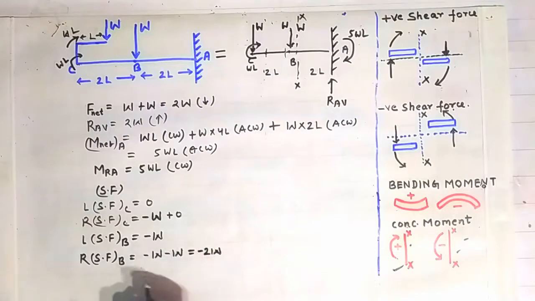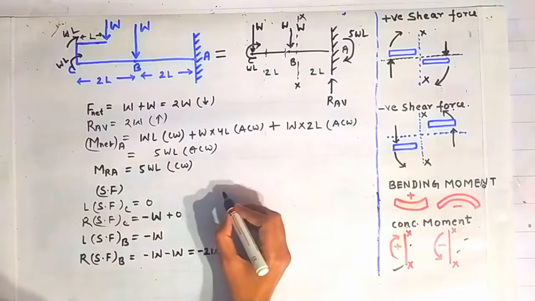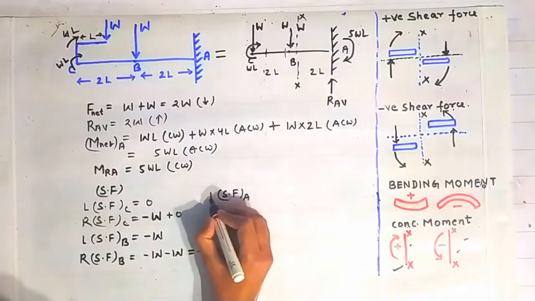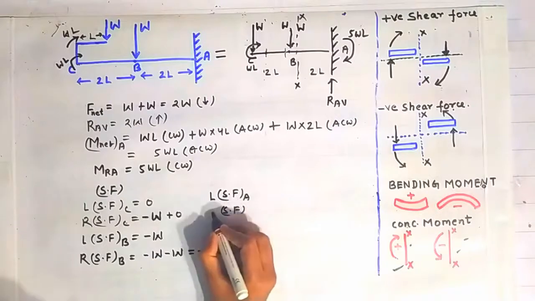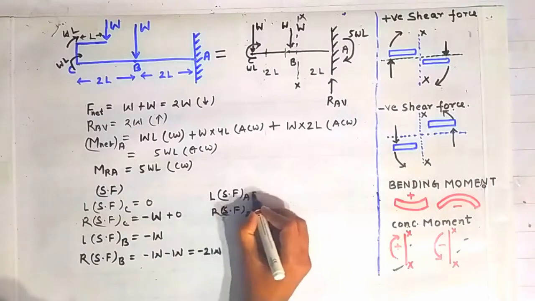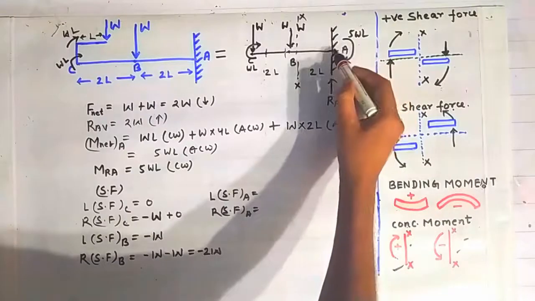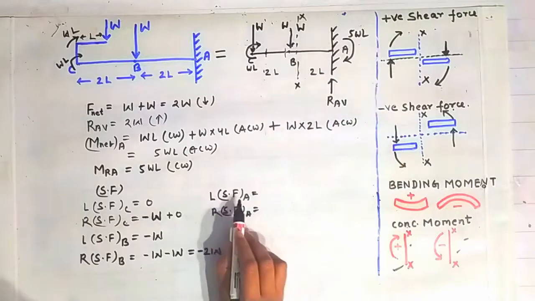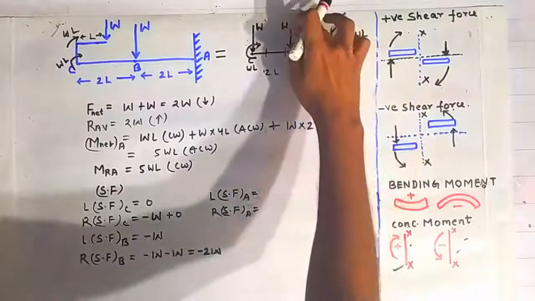Now we will calculate the shear force at the point A. We will calculate on the left side of the point A, and we will calculate the shear force on the right side of the point A. Why? Because there is a point load acting at this point A that will cause the shear force to change going from the left side of the point A to the right side of the point A. So for calculating the shear force on the left side of the point A, again we have to do the same thing.